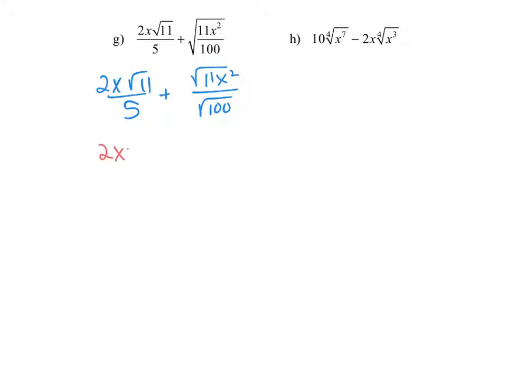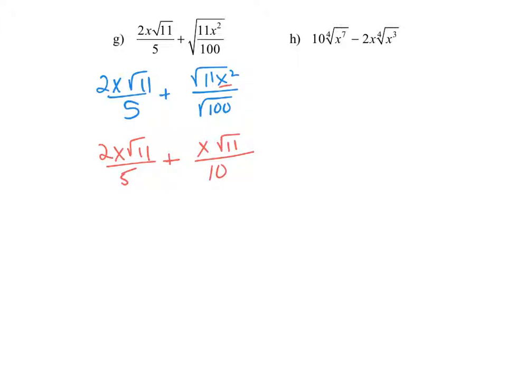Again, that first term we're going to leave alone for now. That second term can be simplified. The square root of 11 is not a perfect square, so we're going to leave that square root of 11 alone. But the x squared is a perfect square. Square root of x squared is x, so that x is going to come out in front. And in the denominator, the square root of 100 is 10.